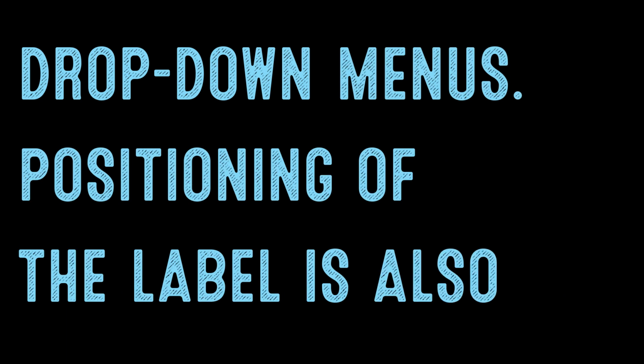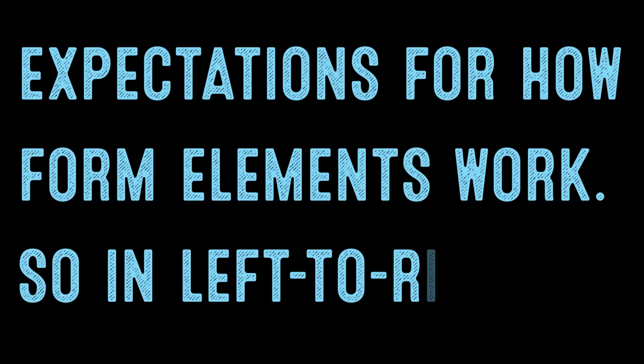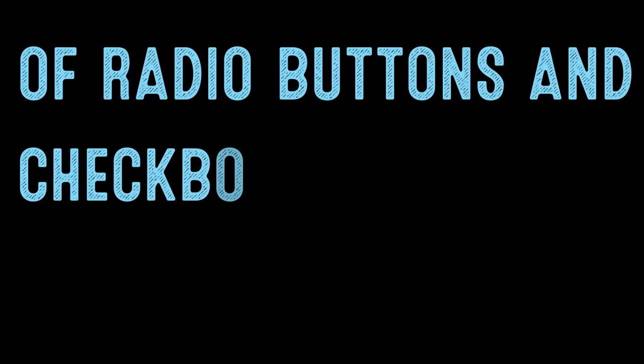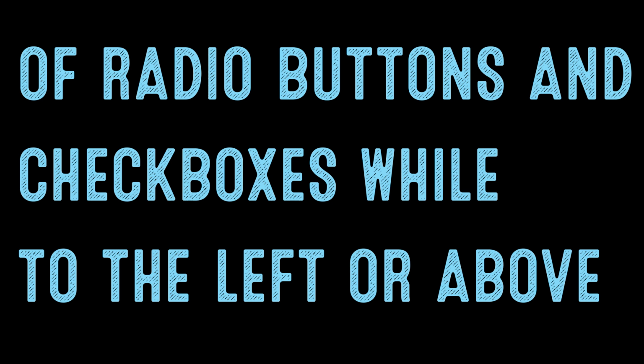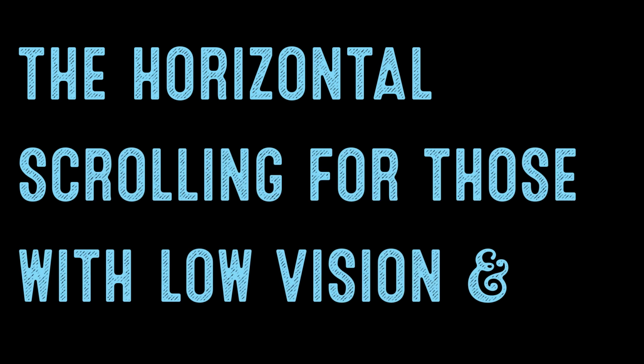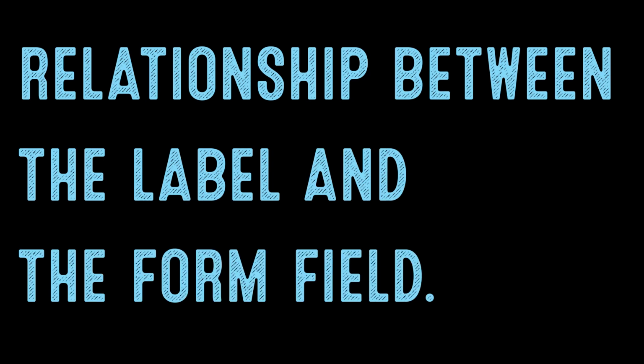Positioning of the label is also important since maintaining a consistent placement increases predictability and users have expectations for how form elements work. So in left to right languages, it is customary to place labels to the right of the radio buttons and checkboxes, while to the left and above other form fields. Placing labels above form fields reduces horizontal scrolling for those with low vision and those on mobile. The goal should be to maintain a visual relationship between the label and the form field.